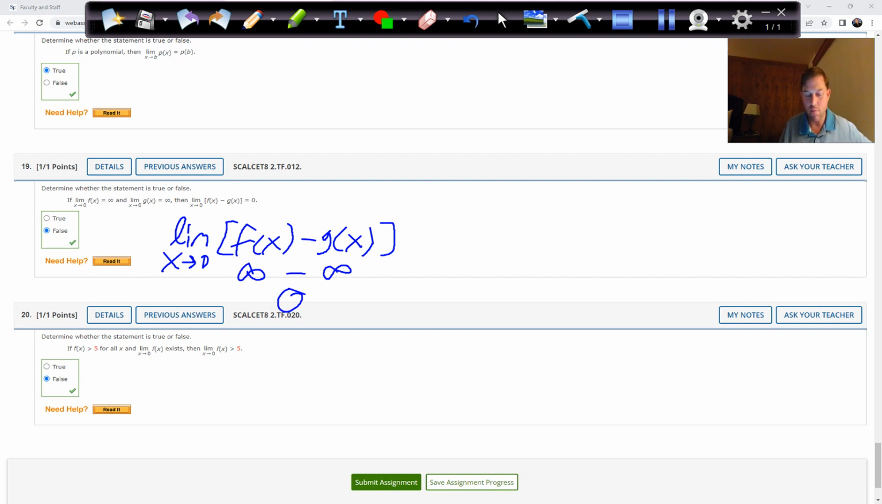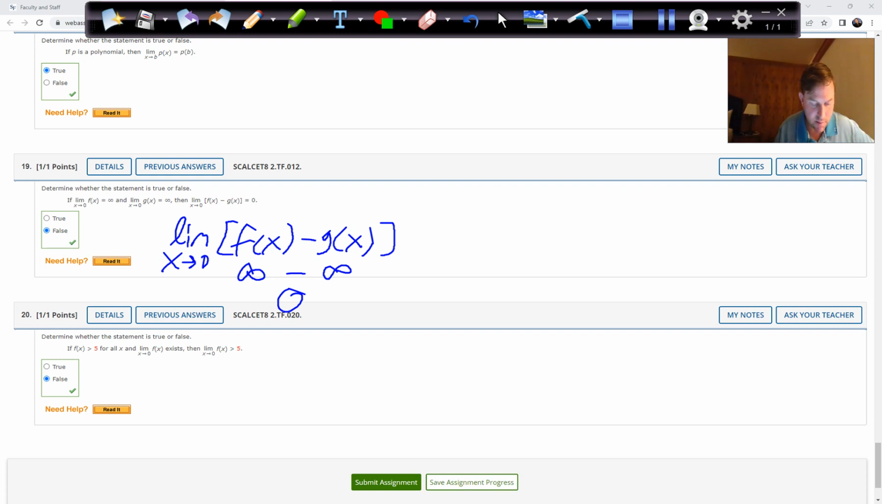Not true for infinity. So it actually depends which one goes faster. So one might be going to infinity much faster, and so it will dominate. The other one might be going to infinity much slower. So basically you have to do an analysis of how fast these things are going to infinity, and then you can actually get a value from this. So that one's false.